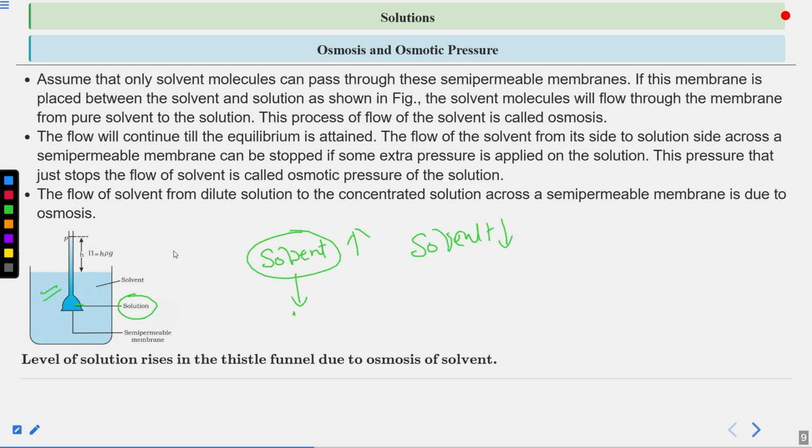So inside the thistle funnel, the concentration of solvent is less as it has the solute also. But outside the thistle funnel, the solvent's concentration is high. So the solvent molecules are moving from higher to lower. So nature is following its law. You don't have to worry about it. And why is the opposite not happening? Because the solute particles are not allowed to move through this semi-permeable membrane. As simple as that. When the equilibrium is attained, the flow is stopped. We will talk about it.